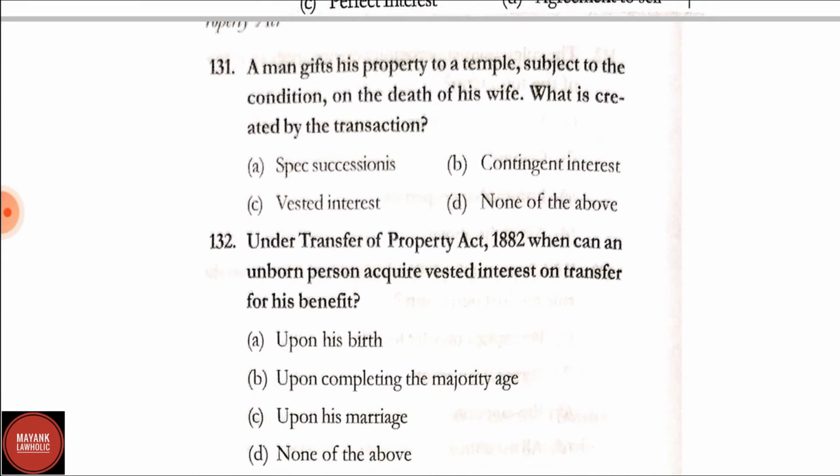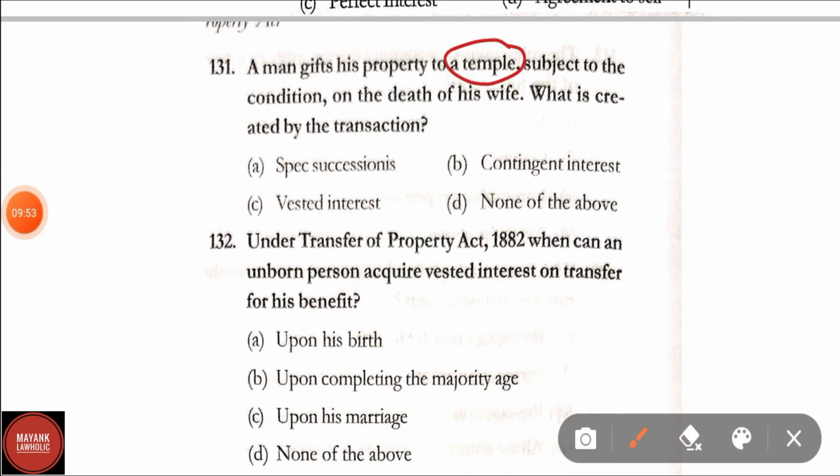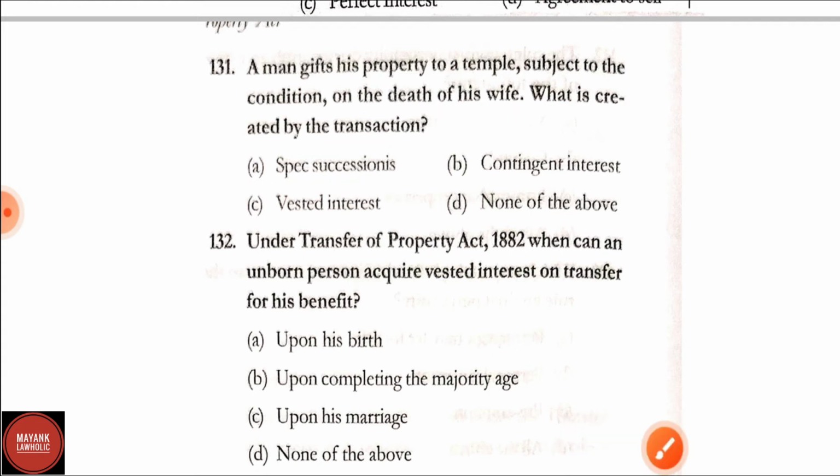Question number 131. A man gives his property to a temple subject to the condition on the death of his wife. What is created by the transaction? Options are: spes successionis, contingent interest, vested interest, none of the above. Correct answer is option C, that is vested interest.